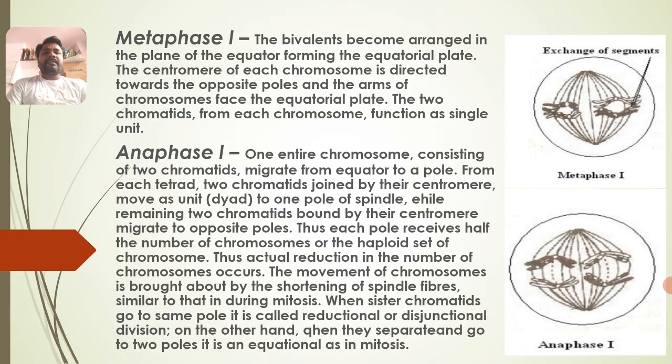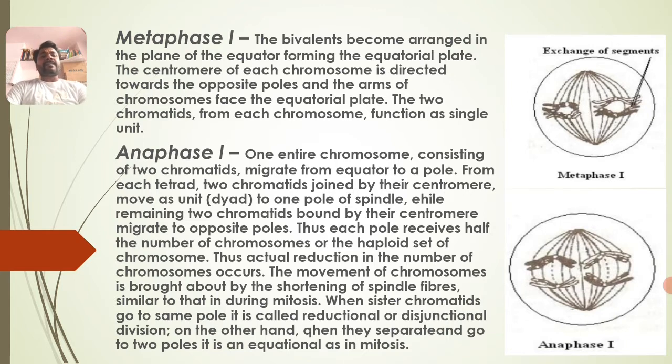The first one is metaphase 1. We have already completed prophase 1. Now we are going to metaphase 1, because meiosis 1 and meiosis 2 take place in meiotic cell division. Still we are in meiosis 1, in metaphase 1. What are the events that take place during metaphase 1? See, the bivalents become arranged in the plane of the equator, forming the equatorial plate, arranged on the surface of the equatorial plate.